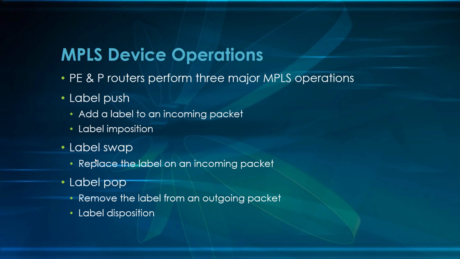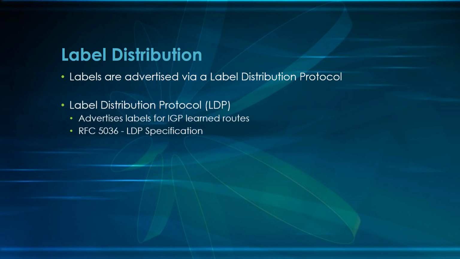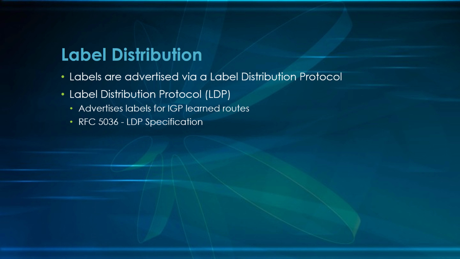You pop the transport label, pass the traffic onto the provider edge with the VPN label. It receives that and knows where to send it. Now, label distribution itself. Labels are advertised via a label distribution protocol, referred to as LDP, which advertises labels for IGP learned routes. So LDP is going to get you between your provider edge routers. That's all it's supposed to do.